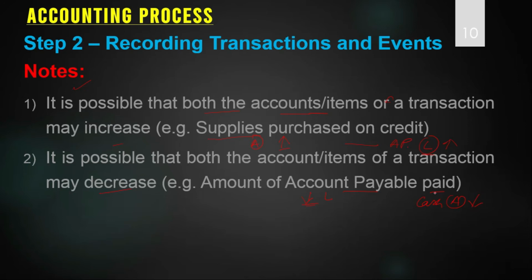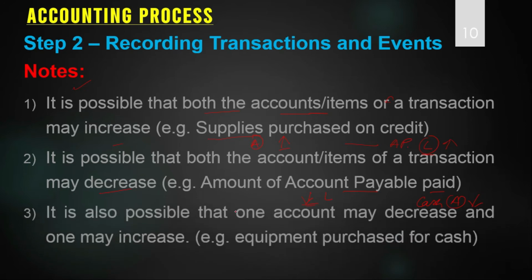Third case is that it is also possible that one account may increase and one account may decrease, or one account may decrease and the other account may increase. So increase-decrease is also possible. For example, equipment purchased for cash. In this case, equipment is an asset, it is increased if you are purchasing, and you are making the payment in cash for the purchase, so cash will decrease. So it is possible that one may increase and one may decrease. You must be very careful about this.